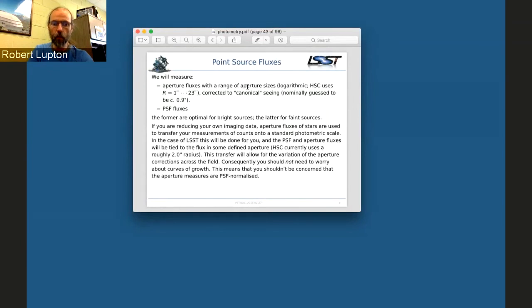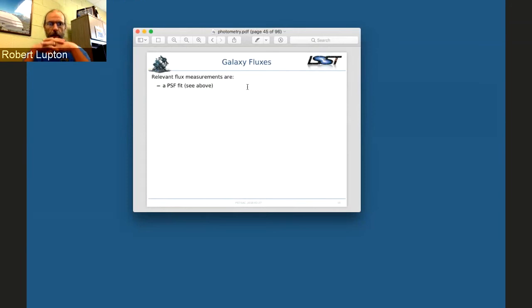And that means you shouldn't worry that I said the aperture measures are PSF normalized. That's not a normal thing to do. It means they're not quite direct measurements of what you think they're measuring, but they're more useful. Okay, galaxy fluxes. So relevant flux measurements are point spread function fits, see above.